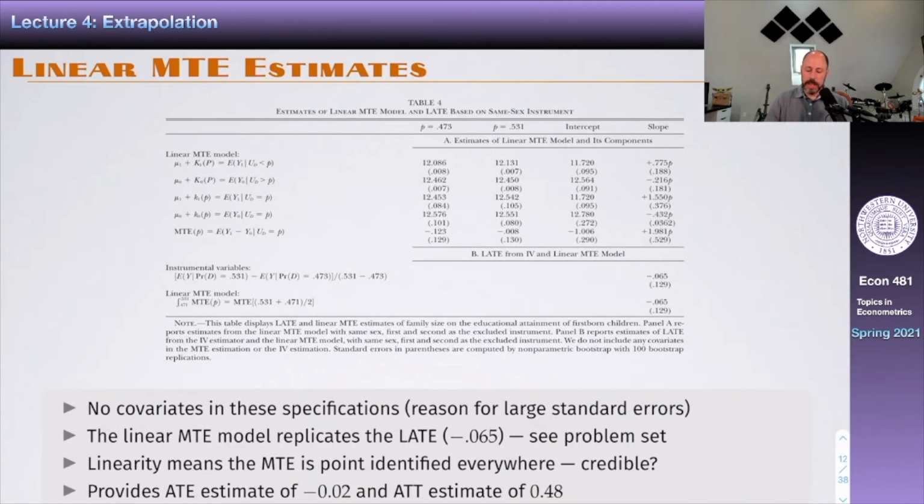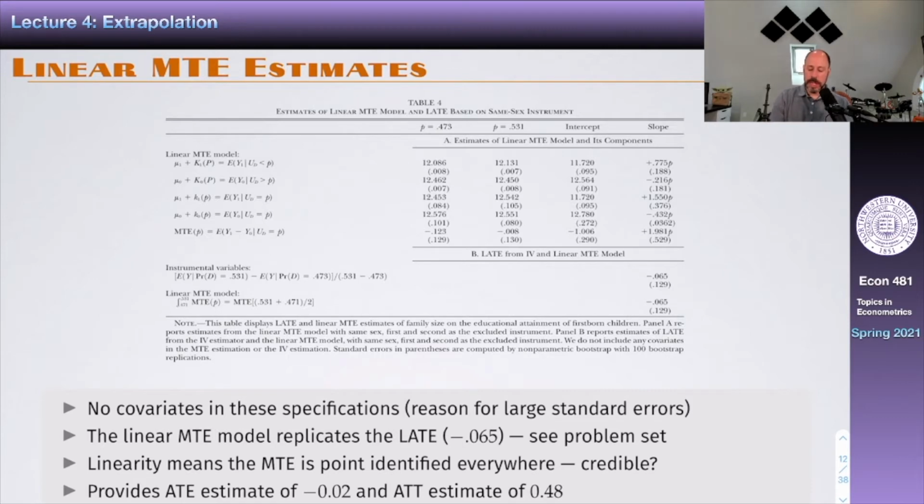Now this table is interesting because what they do is estimate the linear marginal treatment effects that we described before. When you're linear, you essentially have to find these four parameters that in my notes I call alpha 1, beta 1, alpha 0, beta 0. In the paper they have different notation, but essentially you have a binary instrument here, the same sex. Then you have two values of the propensity score, and they essentially estimate these parameters.